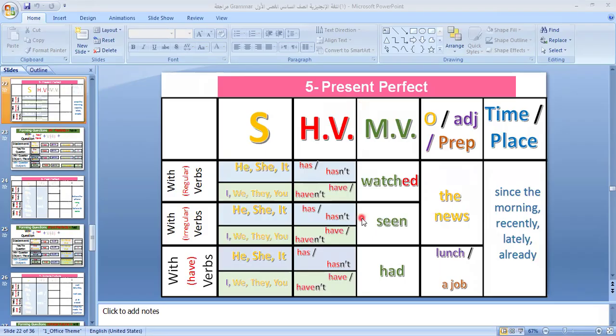The action happened and has not ended, but its effect still exists up till now. Let's go to our lesson today. Here is the subject, here is the helping verb, and here is the main verb. So in this tense we use have plus the past participle of the verb.